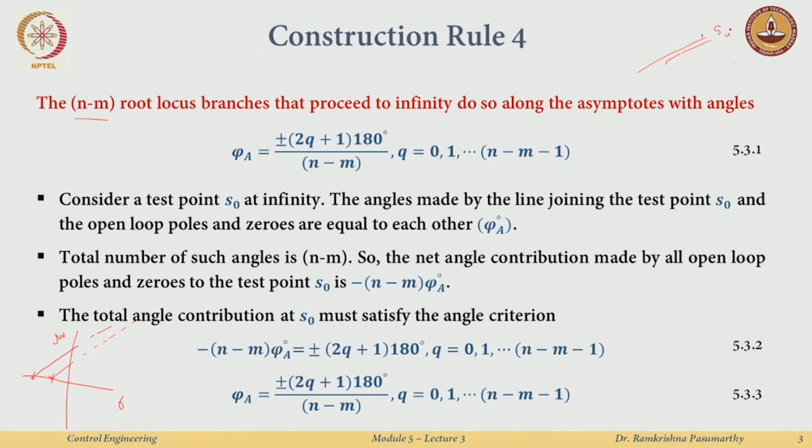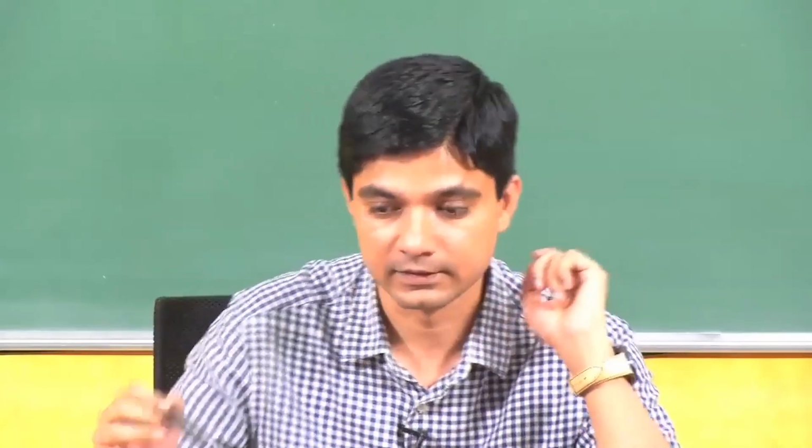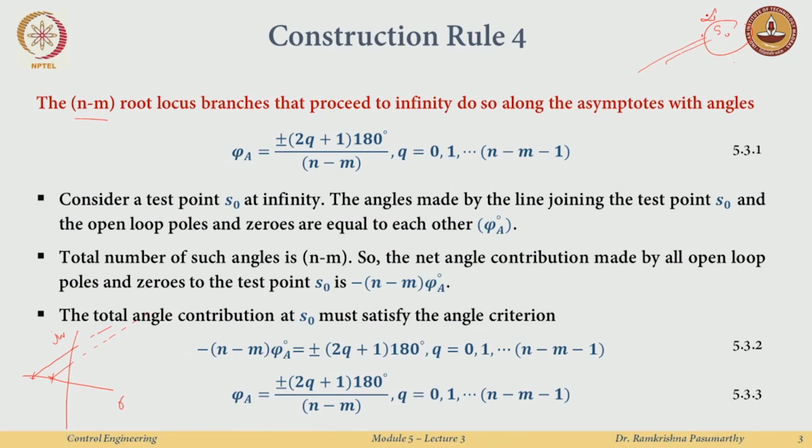So for this test point which is at infinity, what are these angles? The angles made by the lines joining the test point and the open loop poles or zeros are almost equal to each other, because if I look at 2 points from very far away, they seem very close to each other. This is like infinity. Let us say both of them make the same angle, phi a and phi a. So how many angles are there? There would be n minus m angles, the difference between the number of poles and the number of zeros.